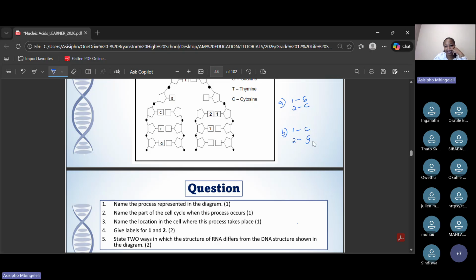We have to vote, guys. Which one is correct? Unmute and tell me. Is it option A or option B that is correct? Option A. Option B. Option B. Option A. Option A. All right, thank you. Let's mute. 1 is definitely G, and 2 is definitely C.